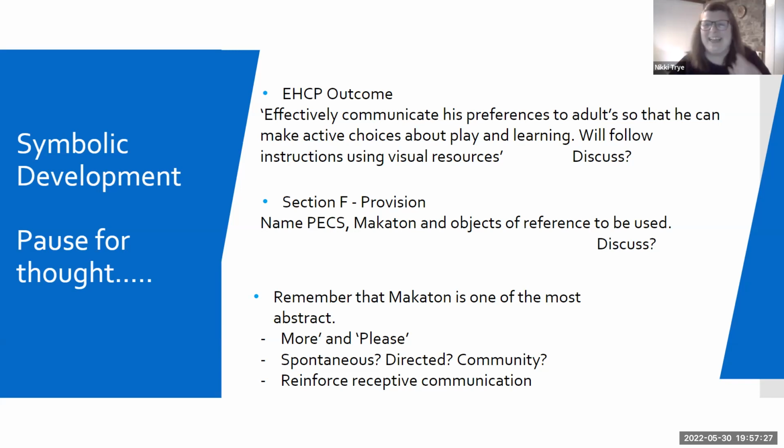Okay, so the first outcome I took directly from an EHCP plan of a young person I was working with. So effectively, communicate his preferences to adults, and also follow instructions using visual resources. Now, if we look at expressive communication, is that there in that outcome? Yeah. Anyone? It is there. What about receptive communication? Is that referred to in that outcome? Instructions.